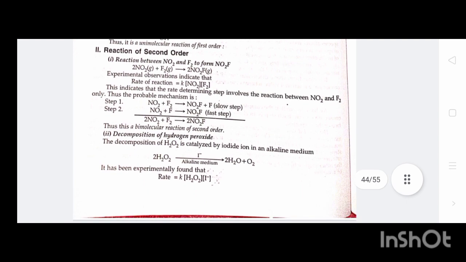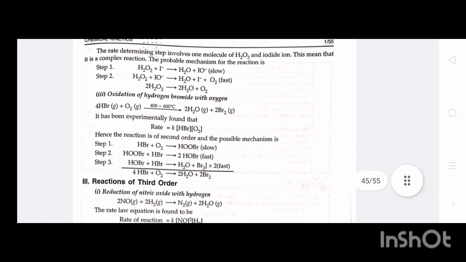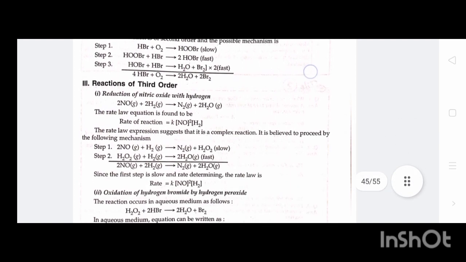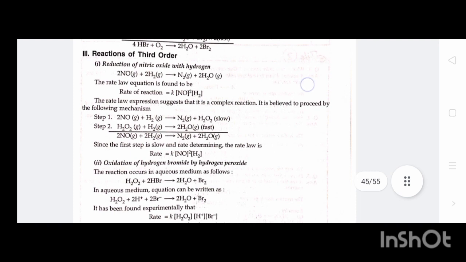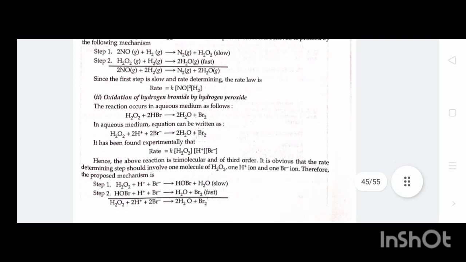First is the reaction between NO2 and F2 to form NO2F. Second is the decomposition of hydrogen peroxide. Third is the oxidation of hydrogen bromide with oxygen. Then reactions of third order: first, the reduction of nitric oxide with hydrogen. Second is the oxidation of hydrogen bromide by hydrogen peroxide.